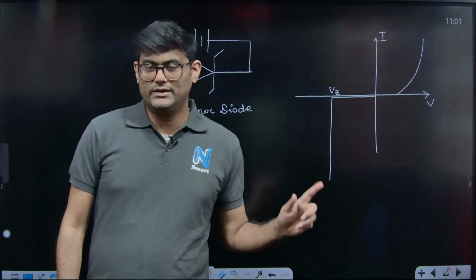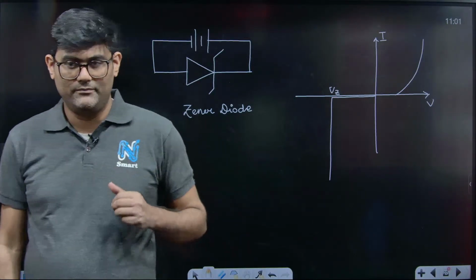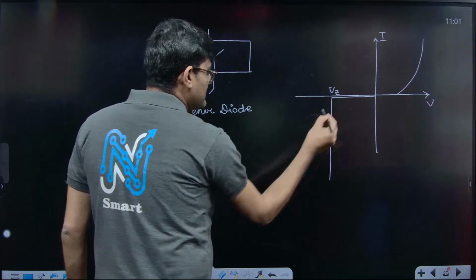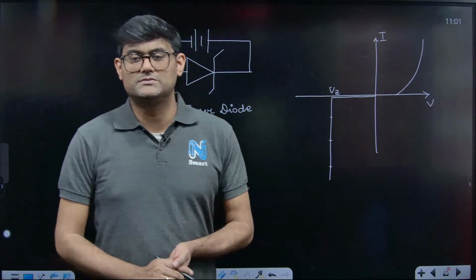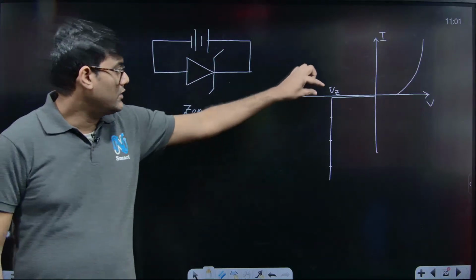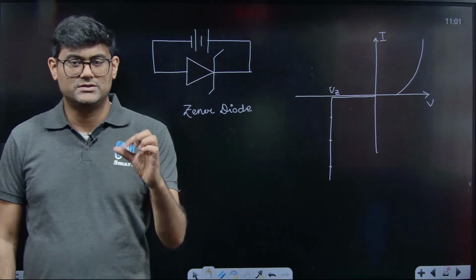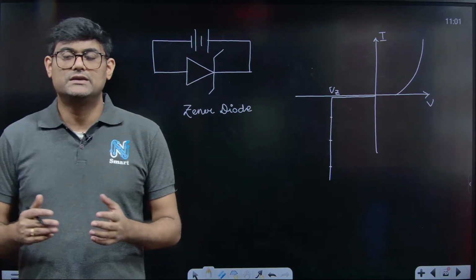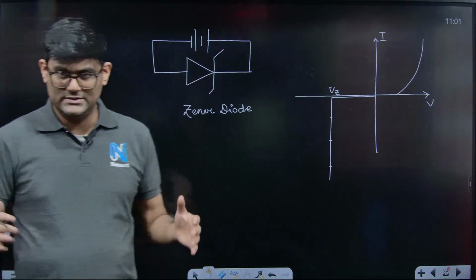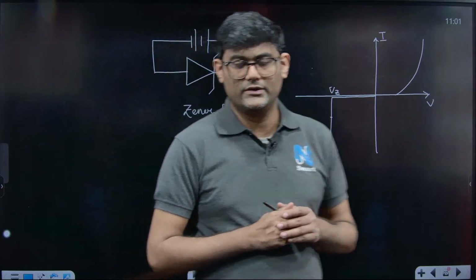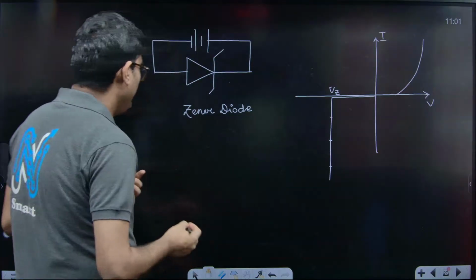And you can note one thing, that the VZ value remains the same irrespective of current. So even if I say this reverse bias current is I1 or I2 or I3, whatever the current in this reverse bias circuit, the Zener diode will always maintain a constant voltage across its terminal. That is why this Zener diode is used as a voltage stabilizer, right? It stabilizes voltage across a particular load, right?